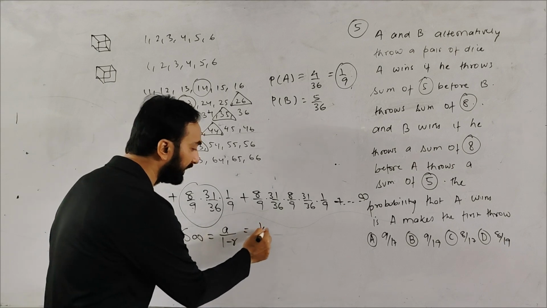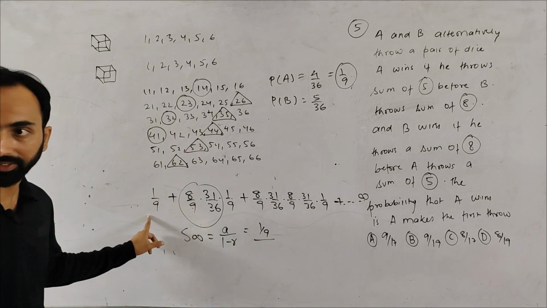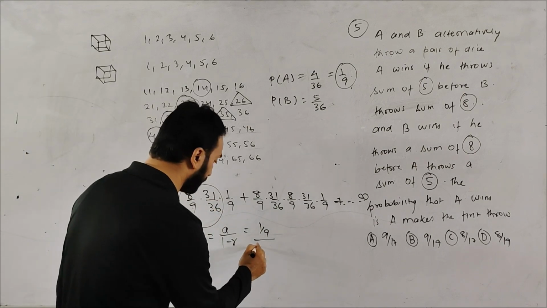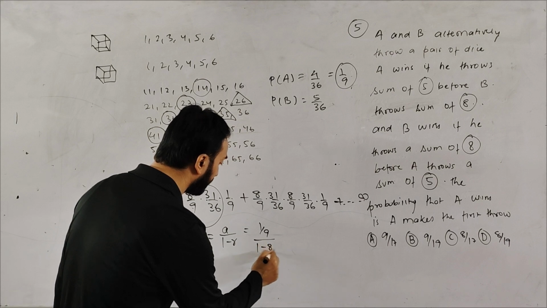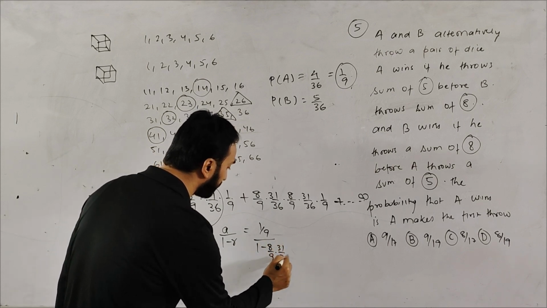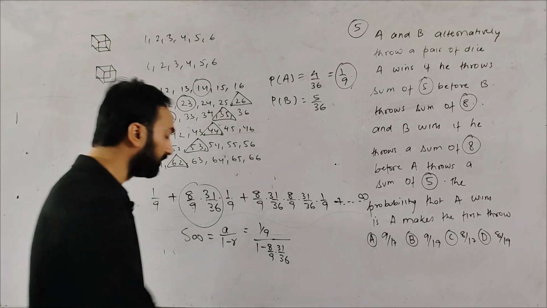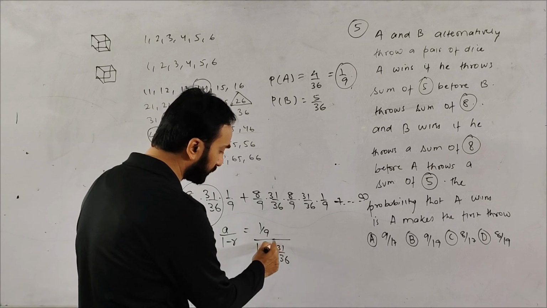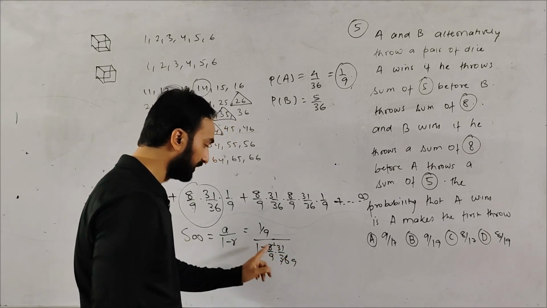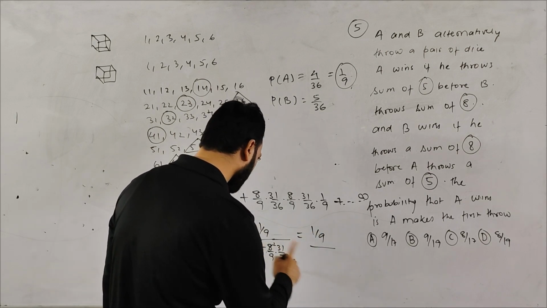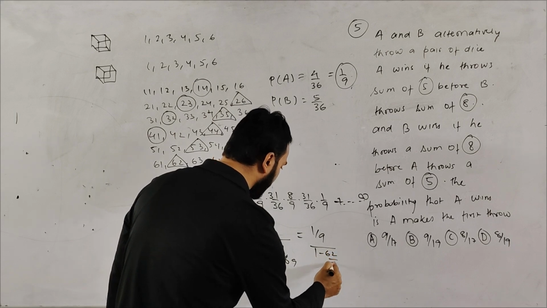What is our A? A is 1 by 9. R is what? 8 upon 9 multiplied by 31 upon 36. So 1 minus 8 by 9 into 31 by 36. Correct? Now just see what will happen. We can cancel now. 4 2s are 8, 4 9s are 36. This will become 1 by 9 divided by 1 minus 62 by 81.